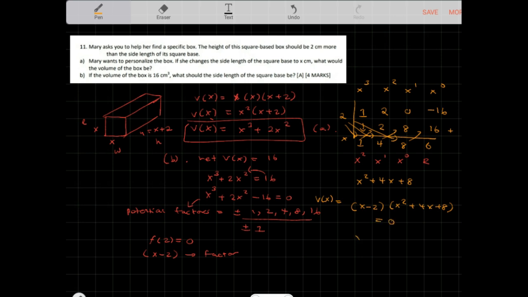If you set this equal to 0, therefore x is equal to 2, right? So the side length of the square base is going to be 2 by 2, right, and the height should be basically 4, because x plus 2, right? So the side length of the square base is going to be 2 centimeters.